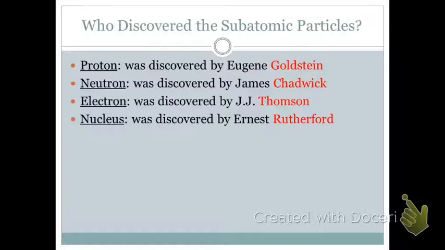The last two I do expect you to know more about. The electron was discovered by J.J. Thomson, and the nucleus was discovered by Ernest Rutherford. You do need to know about their experiments, how they came about their discoveries, and I will go into them now.